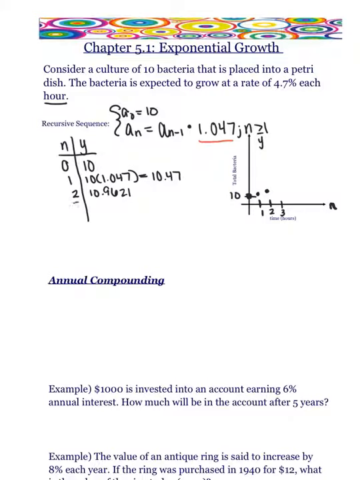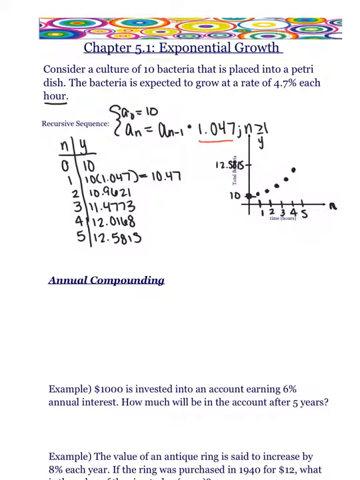After 3 hours, let's do it again. Again, I'm just multiplying by 1.047 every single time. I get 11.4773. So finally, a little bit more. Let's look at 4. I get 12.0168. And let's do one more. 12.5815.